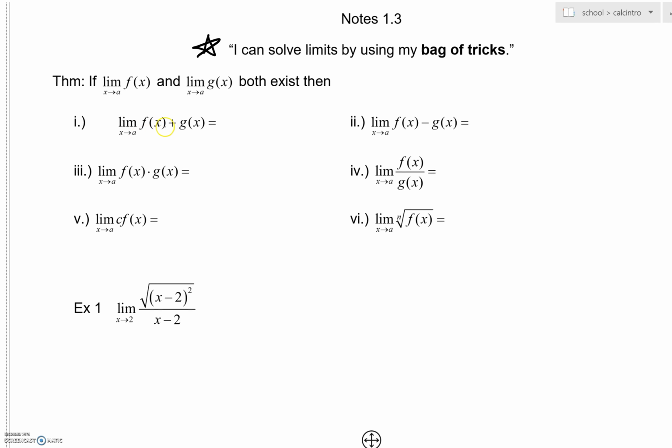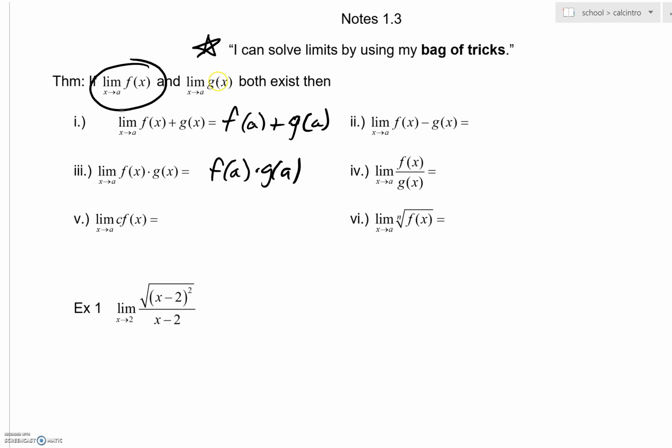First of all, if you have two functions that both exist with their individual limits, the limit of the sum would just be f of a plus g of a. You could see that relationship would definitely hold true. The limit as x approaches a of f of x times g of x would be f of a times g of a. Again, we're assuming that both of these exist.